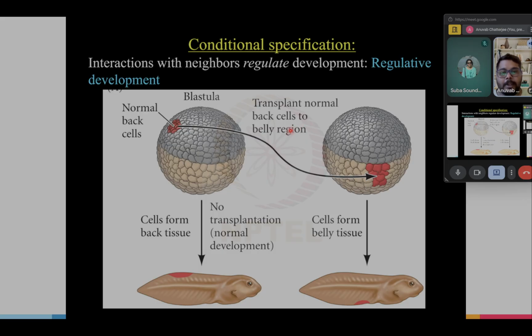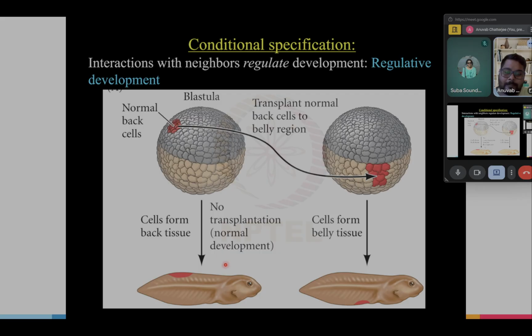For example, in a zebrafish embryo which undergoes conditional specification, this can be easily shown by taking some of the cells from one part of the embryo and replacing them to another part. So cells from here go to this part and cells from here go to this part. There should have been a reverse arrow here as well.